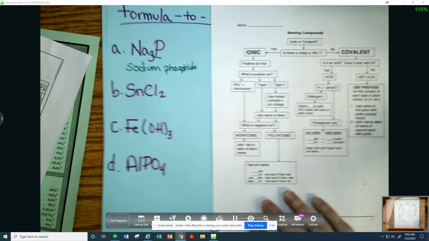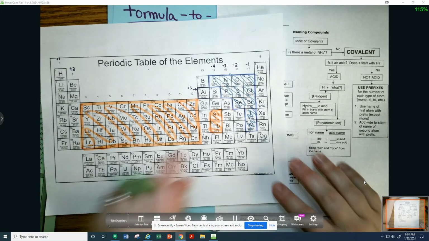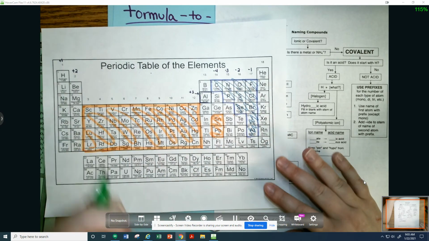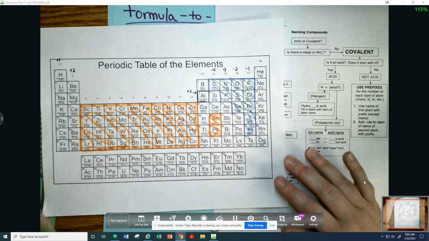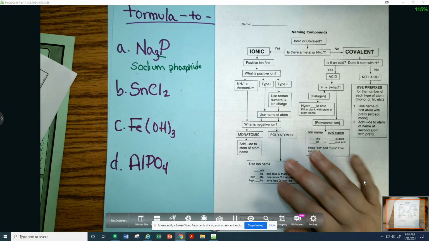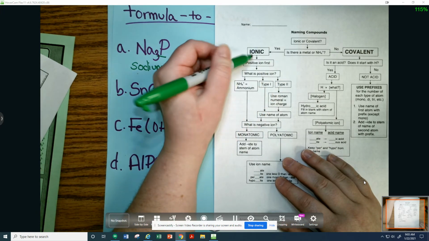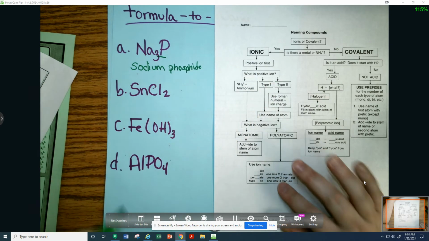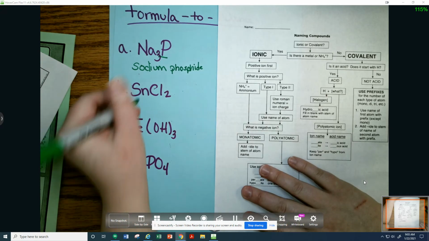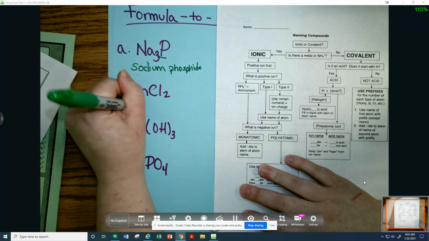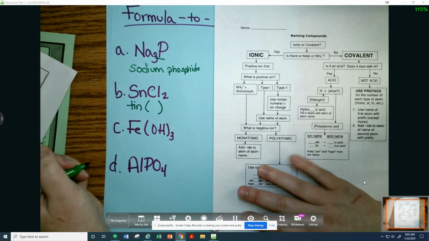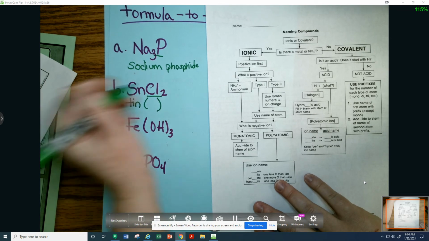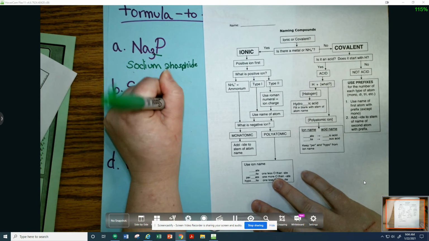Now, the next one we have is SnCl2. So we see that Sn, again, is not in the true transition metals, but it's kind of lumped in with the transition metals. These ones down here mimic kind of what the transition metals do. And so that tells us that, yes, we have a metal. The positive is first, so type 1 or type 2. It is a type 2 because it's a transition metal. So that means we have to name this tin. I'm going to go ahead and put a spot for my Roman numeral. And then what's the negative? Is it mono or poly? This is mono, so we just change it to "ide", so this is chloride.